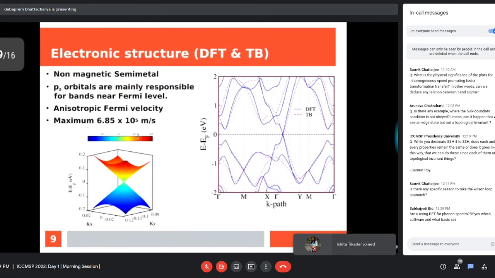Now, coming to the band structure of this material, we see that it's a non-magnetic semi-metal, and the bands around the Fermi level are mostly due to the pz orbitals of the atoms. The Fermi velocity is anisotropic, and the maximum value of Fermi velocity is 6.85 times 10 to the power 5 meter per second. We have also done a tight binding calculation considering only nearest neighbor hopping, and the DFT results and the tight binding results match very closely.